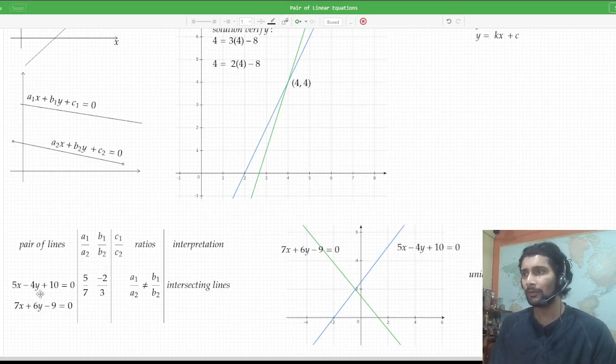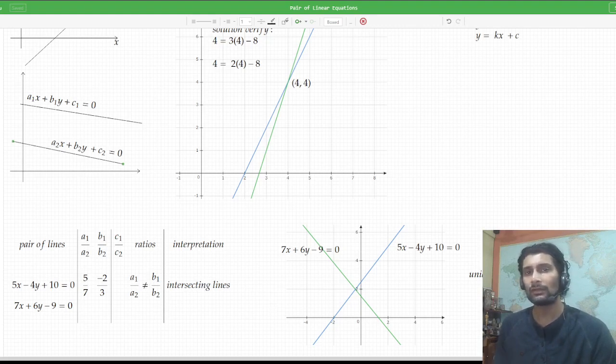For example, I have taken a pair of lines that is 5x minus 4y plus 10 equals 0 and 7x plus 6y minus 9 equals 0. Then I find the ratio between the coefficients. So that is a1 by a2, b1 by b2 and c1 by c2. And once we figure out that the ratios of a1 over a2 and b1 over b2 are not equal, that means the lines are intersecting.